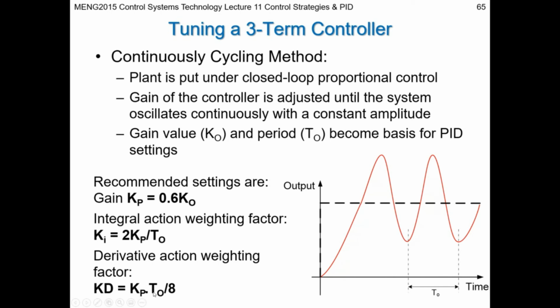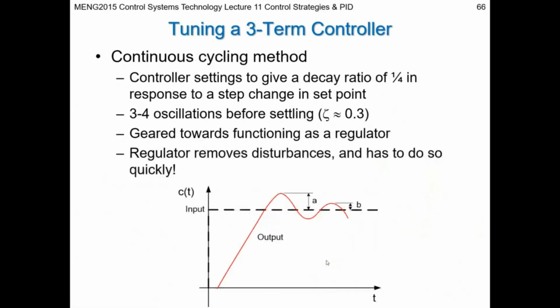Is going to be your Kp times T0 over 8. So again, let's just assume K0 is 5, T0 is 4. Right, so our Kp is going to be 3 times 4 is 12, 12 over 8. 12 over 8 is, again, 1.5, right? So based on that, Kp is 3, Ki is 1.5, Kd is 1.5. So we got our values.